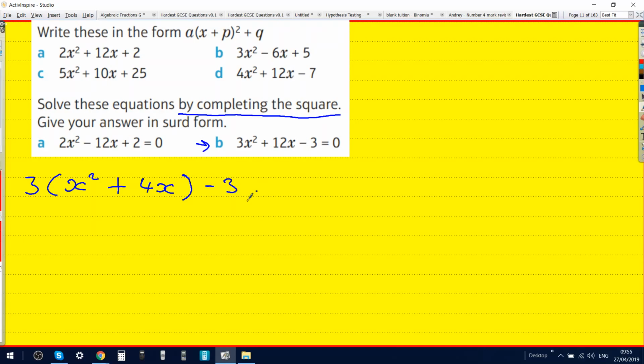Do I need to put the equals to 0 at the end? Yeah. And then I need to make the square. I'm really not getting this. x squared plus 4x. Yep. What is that as a square bracket? Is that x plus 2? Yeah.